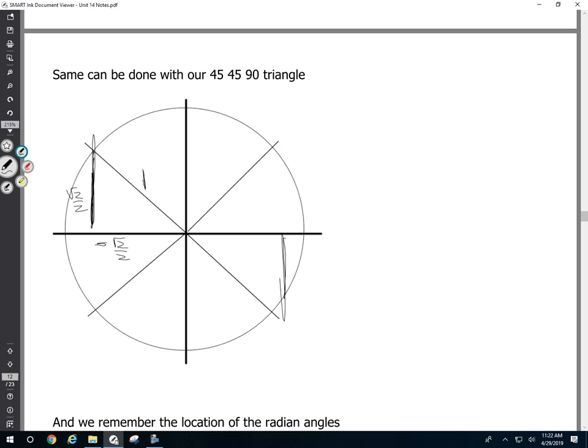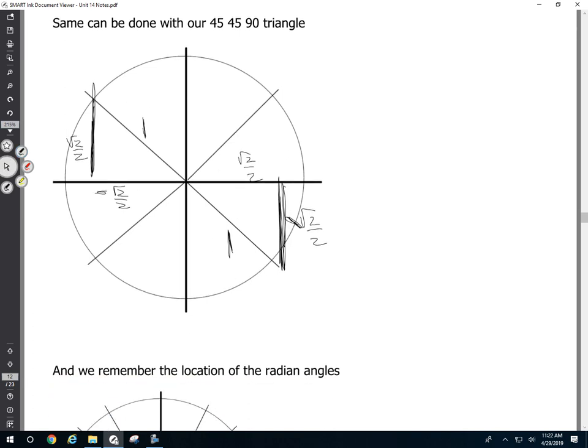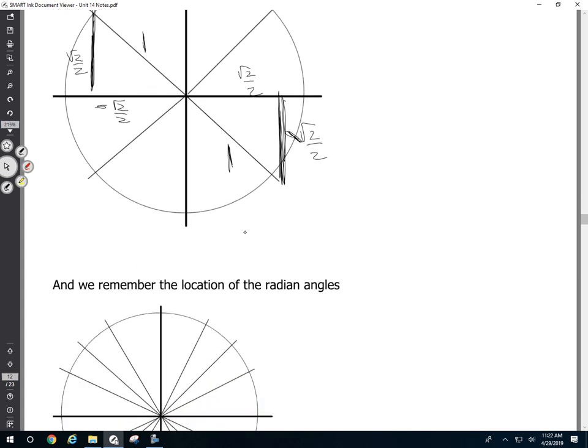Maybe right here. Well, if this is 1 and it's a 45-degree angle, this would be root 2 over 2, and this would be root 2 over 2. However, since I'm going down, I'd say that's negative root 2 over 2. Okay? So we know that. We can throw 30, 60, 90 triangles just down in any location. We can see what is created.